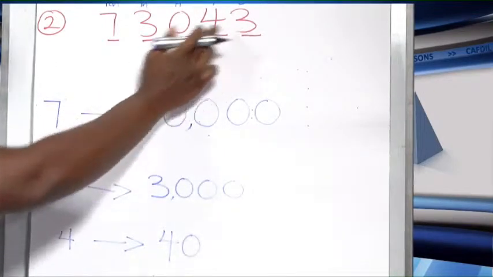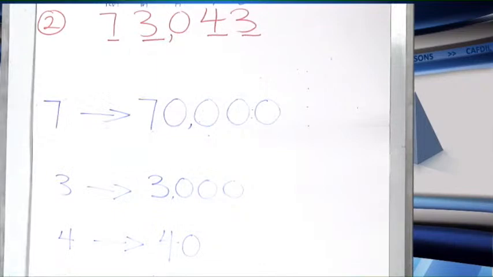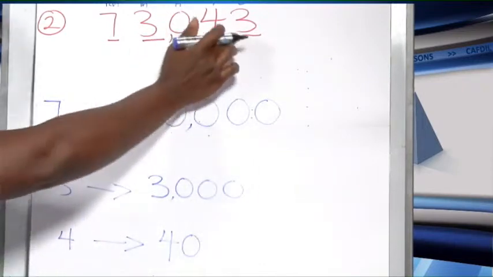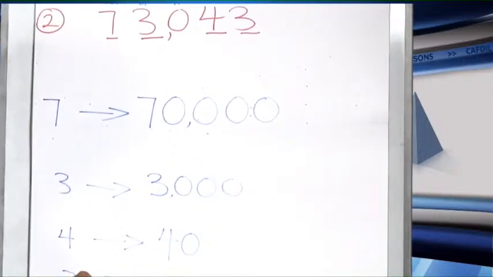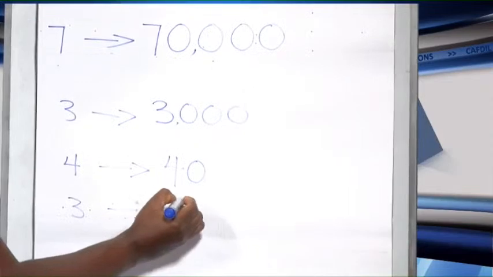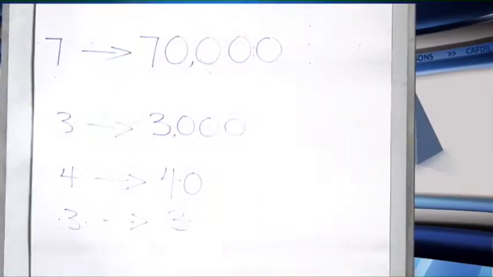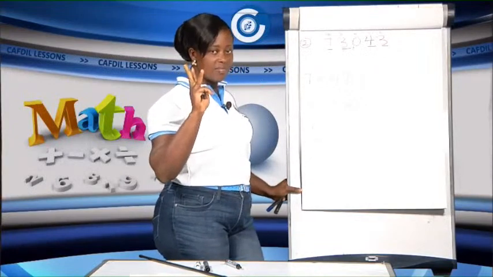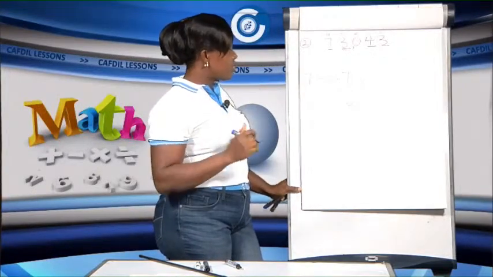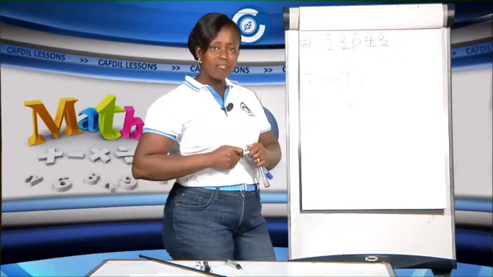And the last one over here, 3. What is the place of the 3? The place of the 3 is ones. And what is the value? The value is still 3. There is nothing over there. So the value of the 3 is 3. Its place is ones. So 1, 1, 1, 3 will give us 3. That is it. So learners, look at something over here.